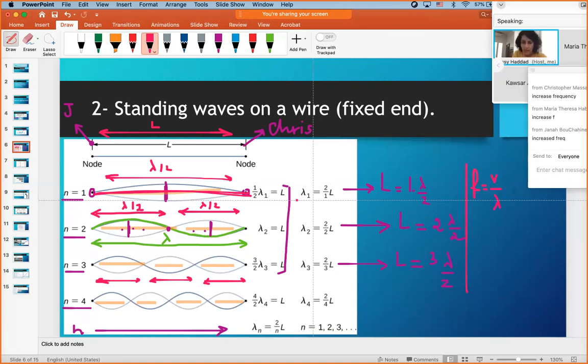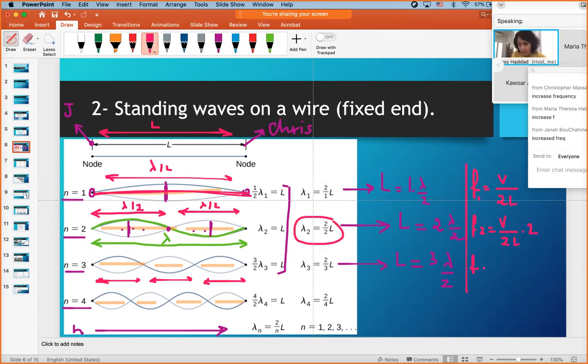And I know here that lambda is 2L. So it's going to be v over 2L. That's frequency one, or the first harmonic. For frequency two, it's going to be v over lambda. Okay, mistake, I'm sorry. Let me write it again. So it's v over lambda, and I'm going to replace lambda by 2L. Okay, that's the first harmonic. Here, I'm going to replace lambda by L, so I'm going to replace it by 2L divided by 2.